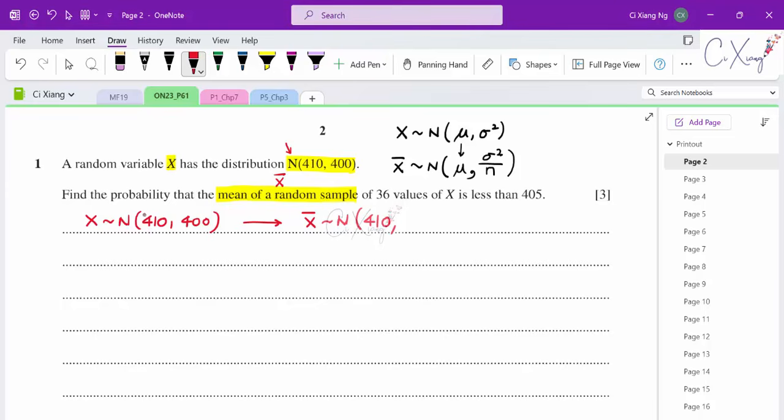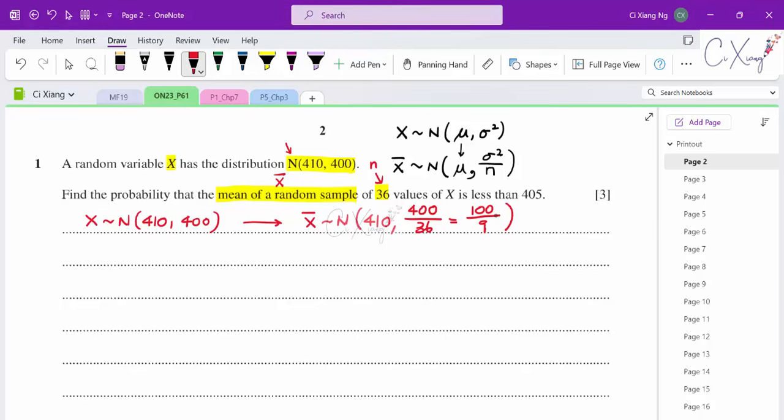And for the variance, you have to take the population variance, which is 400, and divide it by the sample size. What is the sample size in this question? 36 will be the sample size, and we make this n. So divided by 36. Then you simplify it, and you should get a fraction, which is 100/9. I just keep it in fraction form so that later when we do any calculation, we use the most accurate value.